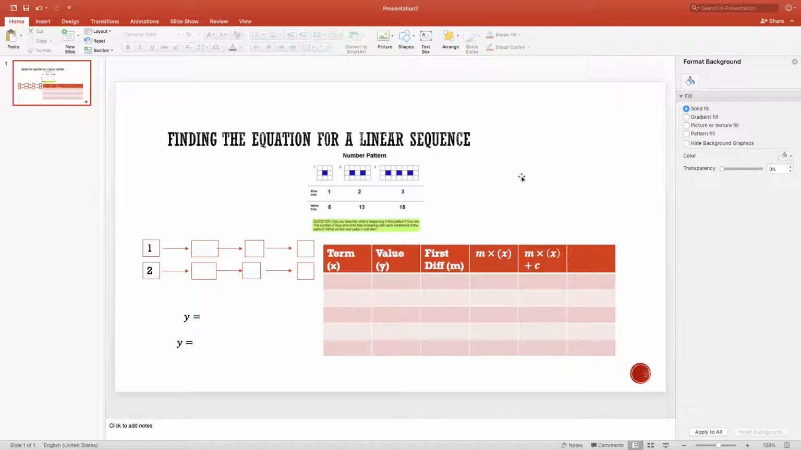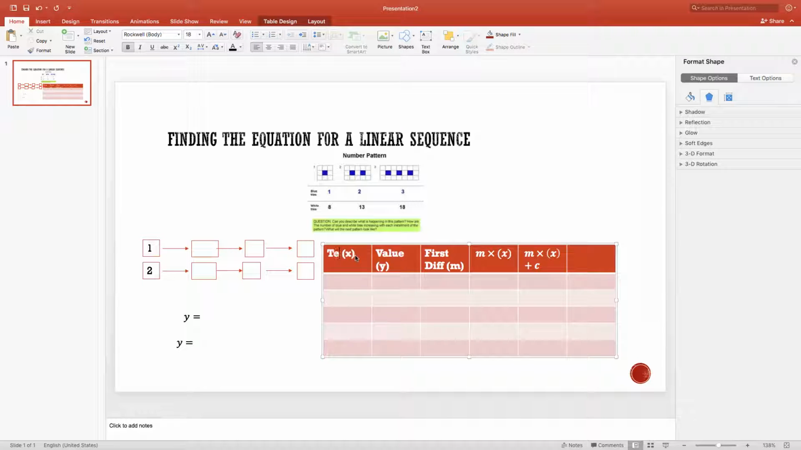In this tutorial, I want to show you how to find the rule or equation that relates the number of blue tiles to the number of white tiles. And we want to be able to do that for any number of blue tiles and find out.